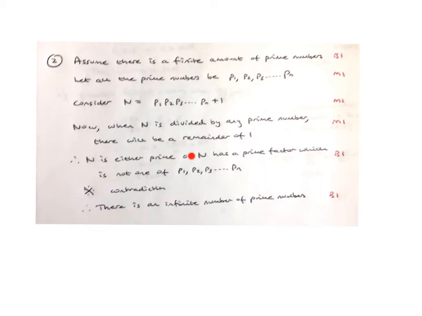So that means n is either prime, or it has a prime factor, which is not one of those. So neither of those statements is consistent with the original assumption. These are the prime numbers, so n is not one of those. Or n is a prime number, but it isn't because it's bigger than these numbers here. So there's a contradiction, so therefore there is an infinite number of prime numbers, and you do get 1 mark for writing the conclusion at the end.